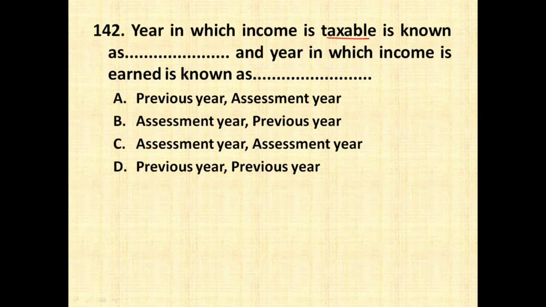Year in which income is taxable is known as dash, and the year in which income is earned is known as dash. Previous year, assessment year; previous year, assessment year; previous year. So right option is option number B, that is assessment year and previous year.